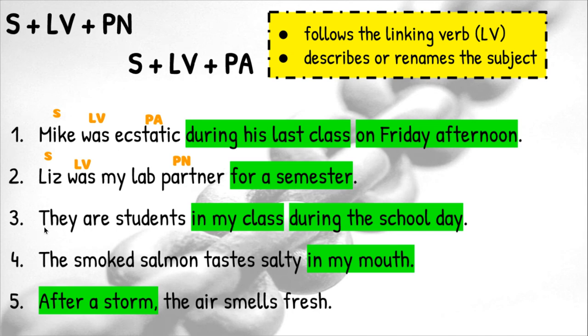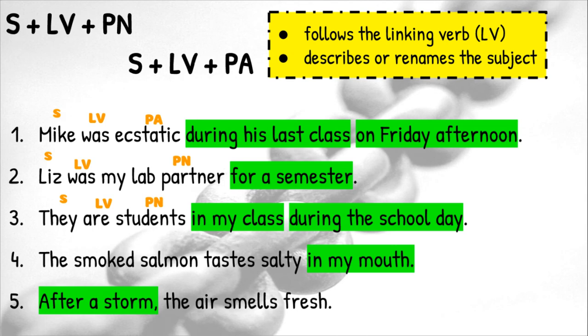Number 3, if I get rid of all my prepositional phrases, I'm left with "they are students." The subject is they. The verb is are. It is on my list of linking verbs, so I'm looking for a word that either goes back and describes they as an adjective or a noun that renames it. And I have students. I can check to see if it's a noun, the students. So it's a predicate noun that renames what they are.